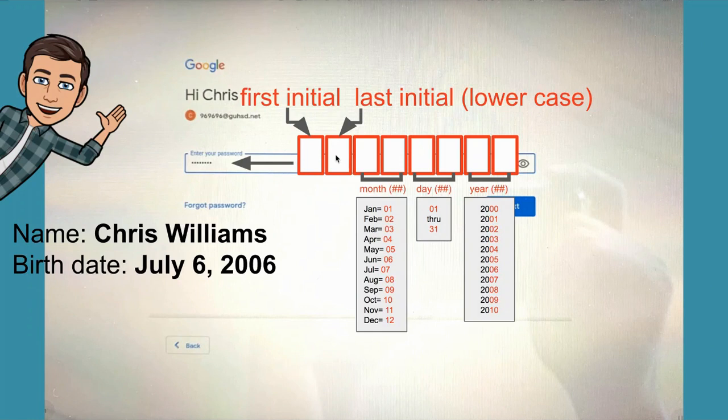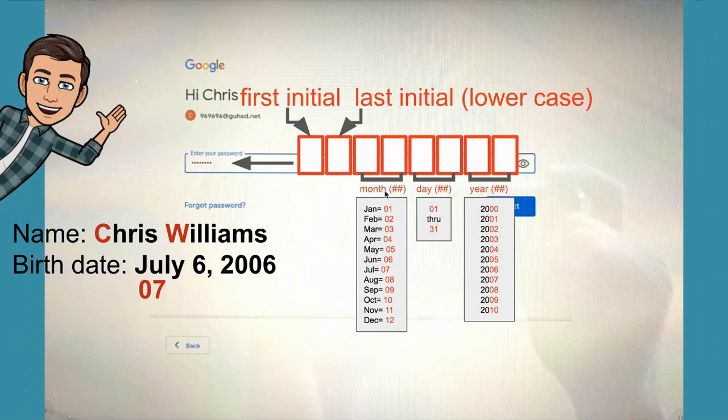All right. So in our example, Chris Williams, his first name starts with a C. His last name starts with W. Right. So that's his first initial and last initial. So think about what your first and last initials are. Those will be your first 2 characters in your password.